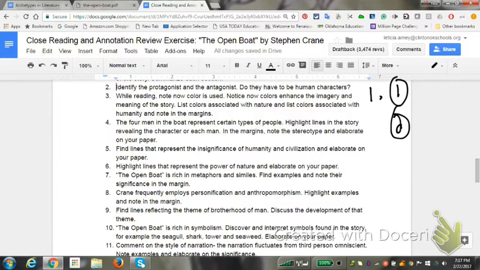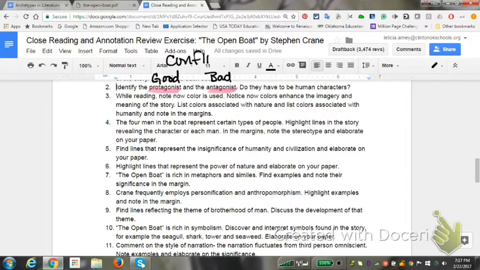So now we are going to go ahead and work on number 2, and I want you guys to look at number 2. It's a very quick answer. Protagonist and antagonist, who are they? Protagonist means the good guys, antagonist, the bad. Okay?